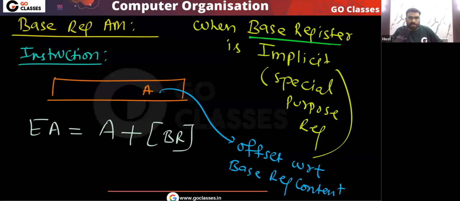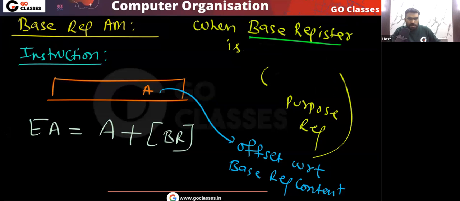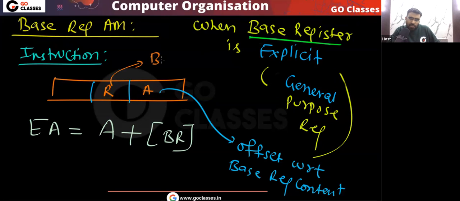And the same thing, if it is explicit, when that is a general purpose register, in this situation you have to mention this register. This register R you have to mention. So this R is your base register now. In this situation, very simple, just do this. So this is the idea. I hope you understood. So this is your concept.